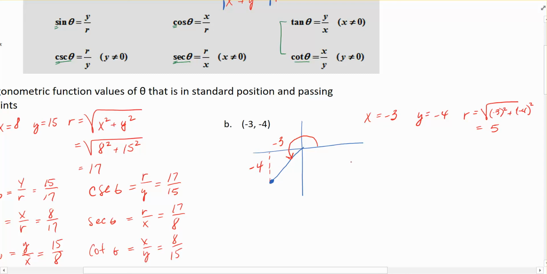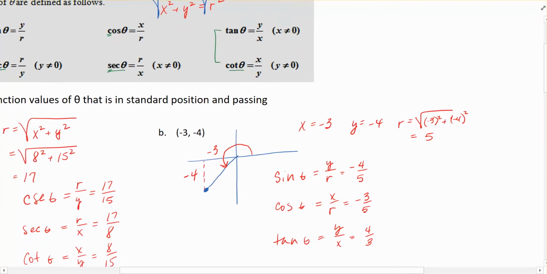So when I come in here and I write the 6 trig function values, starting with the sine of theta, remember sine of theta is defined as y over r, so that would be -4/5. Cosine of theta, just looking at our definitions up there, would be x over r, or -3/5. And tangent of theta is defined as y over x, or 4/3, because -4 over -3 is a +4/3.